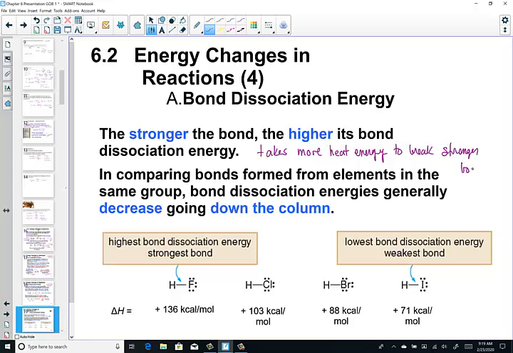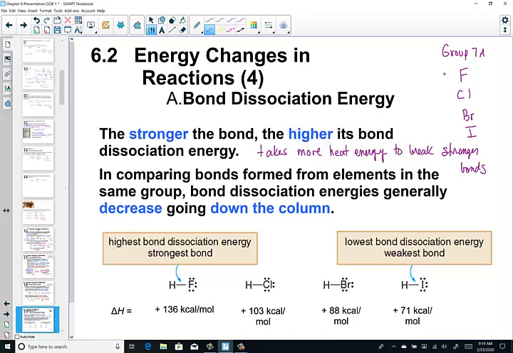Now let's put that together with a periodic trend. Let's consider the halogens, group 7A. If you can just envision your periodic table, at the top of group 7A is fluorine, underneath that is chlorine, underneath that is bromine, underneath that is iodine. So there are the halogens as we refer to them.